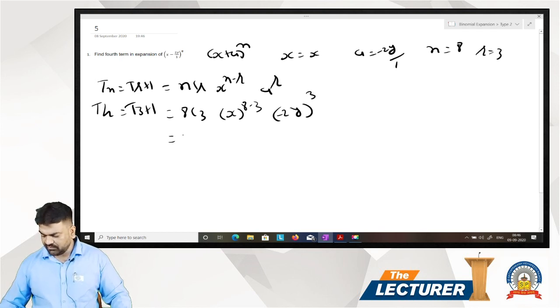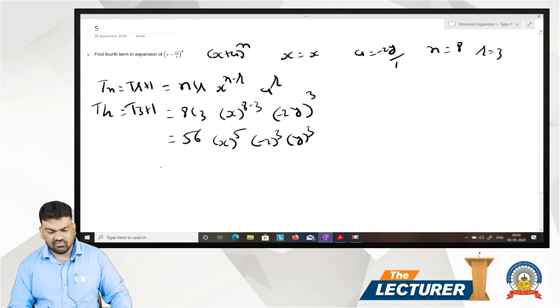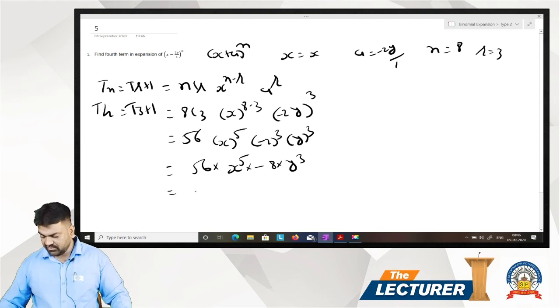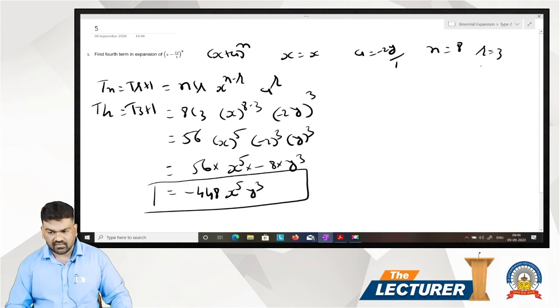8C3, 8 multiplied by 7 multiplied by 6 by 3 by 2, that is 56. x raised to 5, minus 2 raised to 3, y raised to 3. 56, x raised to 5, minus 8, y raised to 3, multiplied by 8, that is minus 448 x raised to 5 y raised to 3.